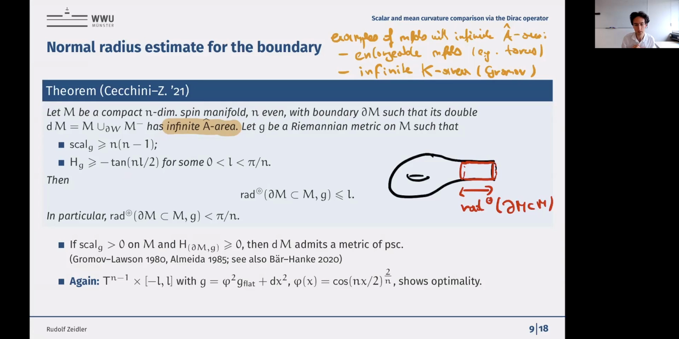And here, again, this estimate here, or even this estimate here, can be seen to be optimal. And you can actually see it using the same kind of example as in the bandwidth estimate case. So you again now look at this manifold here, torus cross an interval. This is precisely what I mentioned. Take kind of half of the torus of one dimension above, and you put this product metric that we had.